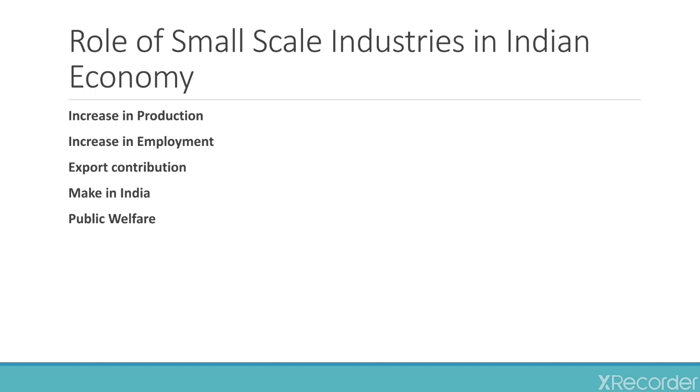Increase in employment. Small scale industries are a major source of employment for developing countries like India. Because of the limited technology and resources availability, they tend to use labor and manpower for their production activities. Small scale industries in India create the largest employment opportunity for the Indian population next to agriculture.